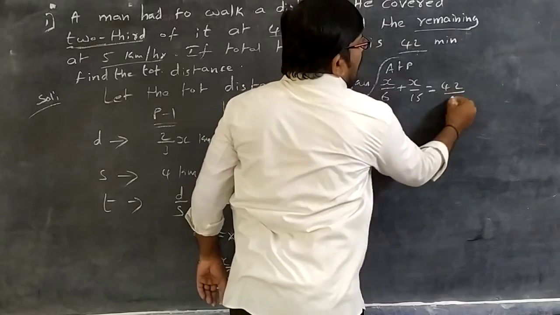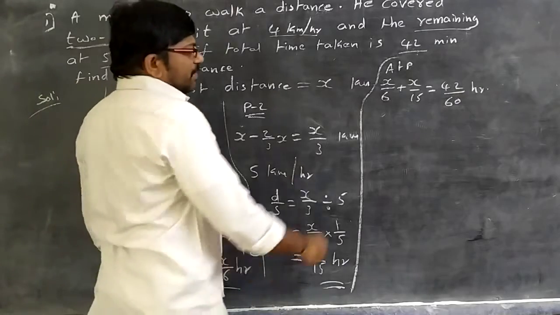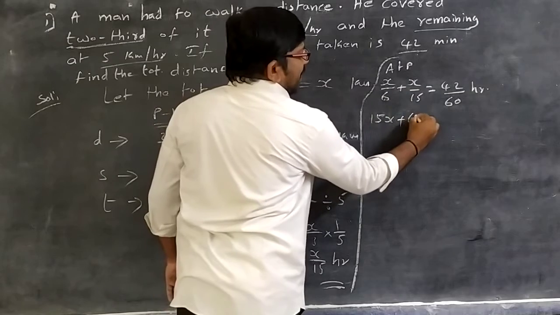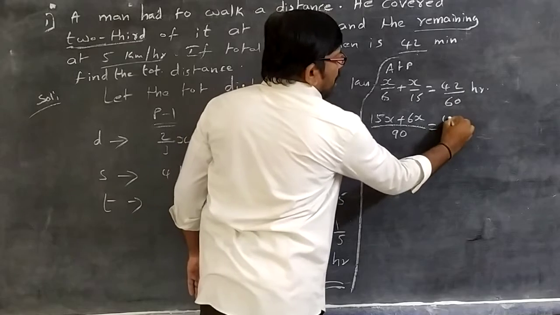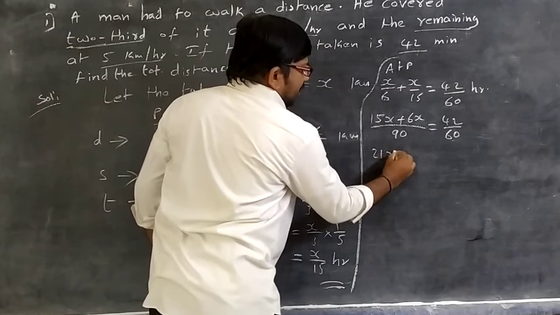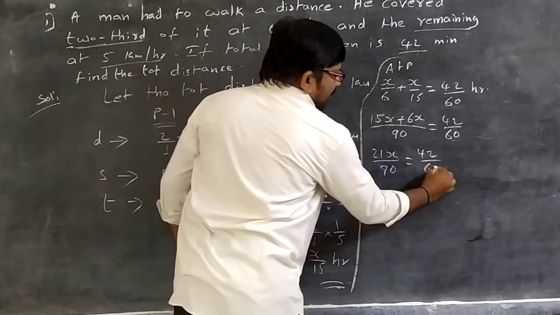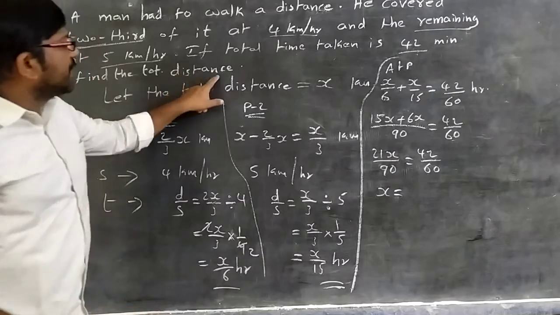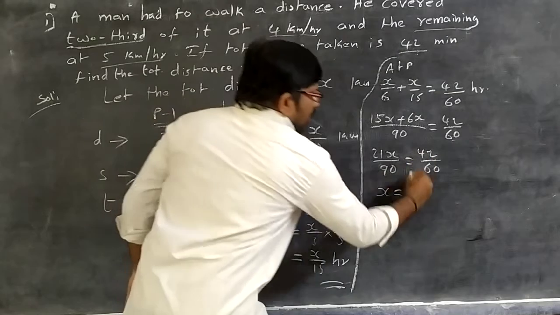42 minutes converted into hours is 42 by 60. By simplifying, 15x plus 6x by 15 into 6, which is 90, is equal to 42 by 60. 15x plus 6x, that is 21x by 90, is equal to 42 by 60. Then x equals, here x means the total distance, which is what is required to find.